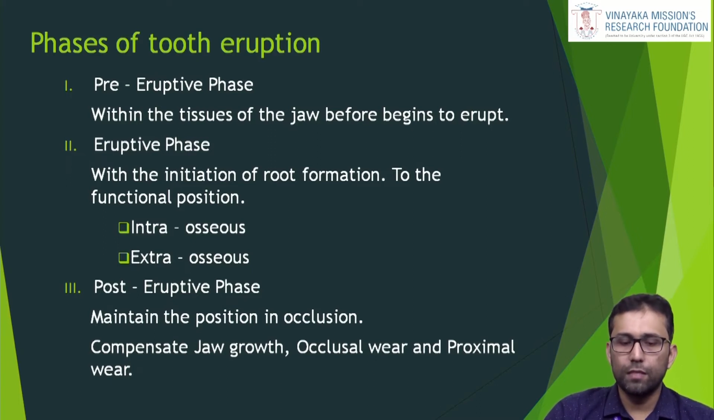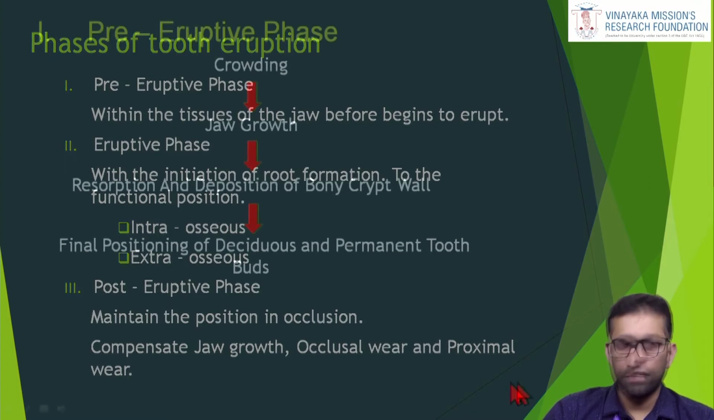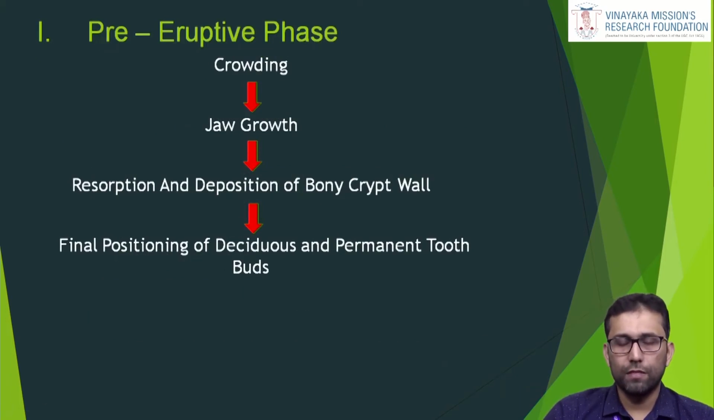Then there is the eruptive movement, that is with the initiation of root formation. As and when the root formation is initiated, till the tooth reaches the functional position, it is called eruptive movement. It can be divided into intraosseous and extraosseous movement. Whereas the post-eruptive movement is how the tooth, after coming into the oral cavity or into occlusion, maintains its position in the occlusion. It is done in order to compensate for jaw growth, occlusal wear, and proximal wear.